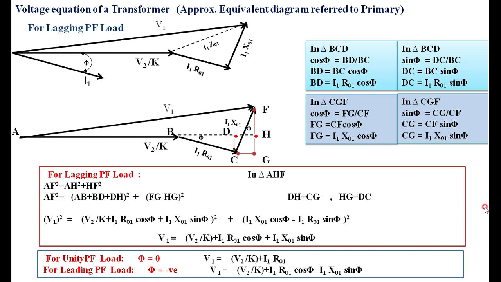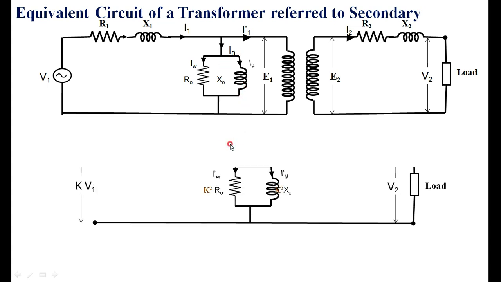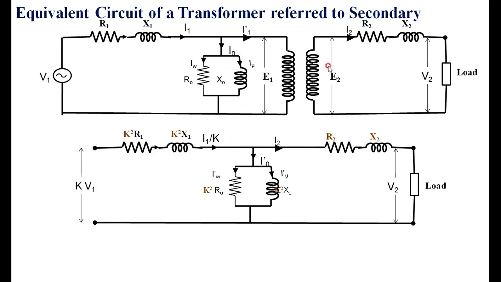Then we will move to the equivalent circuit diagram of the secondary side. We know this is the circuit representation of the transformer with R1 X1, R2 X2. It is a normal transformer with the no load components R0 and X0. Then you have to draw the circuit, meaning R1 and X1 I am transferring to the secondary side. It is referred to the secondary side, meaning R1 and X1 you are bringing to the secondary side. Similarly, R0 and X0 also you have to bring to the secondary side.